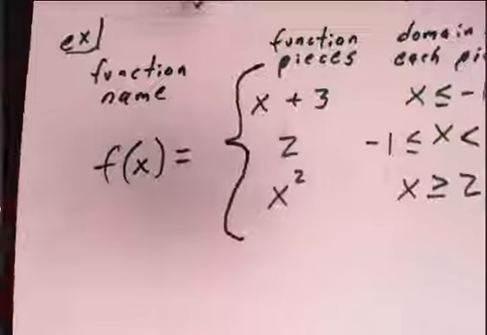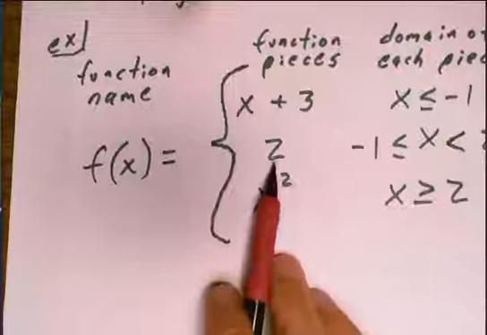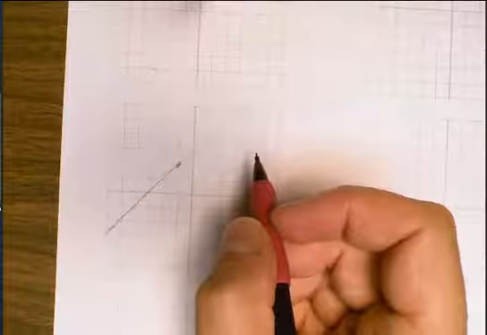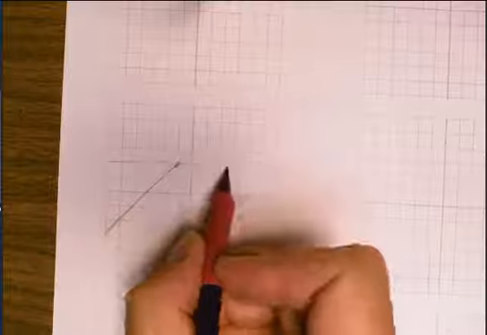Yes, it can equal -1, so I'm going to make a filled in dot there. Now let's go back to our function. It says that f of x equals 2. Okay, so I'm going to draw that in. Remember, I'm using pencil because I'm going to erase. f of x equals 2 is the same as y equals 2, and y equals 2 is a horizontal line at 2. So that's like this.